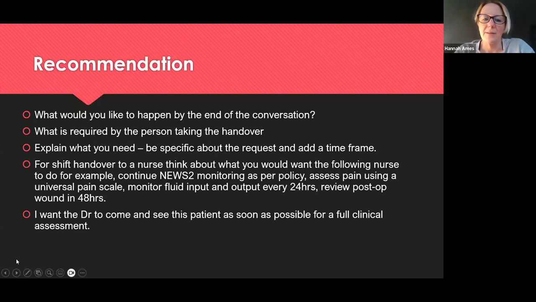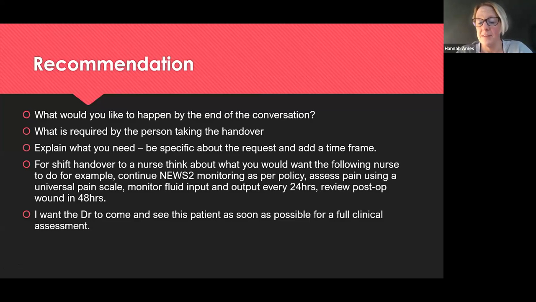And then you're going on to your recommendation. So what would you like to happen at the end of your SBAR by that person that you're handing over to? Explain what you want them to do. For example, if your patient has deteriorated and is very unwell, you want that doctor to come and review that patient as soon as possible. Add a time frame to it.